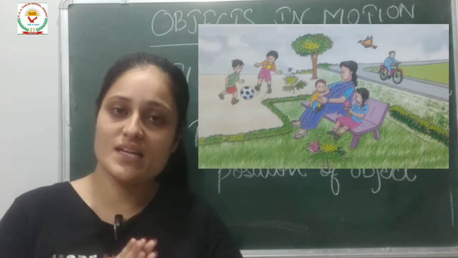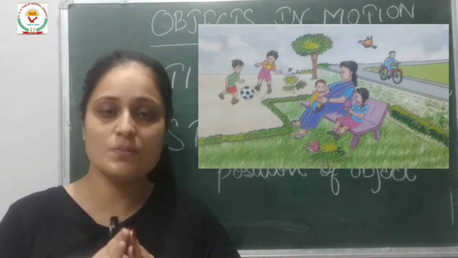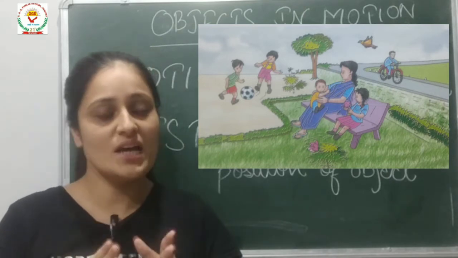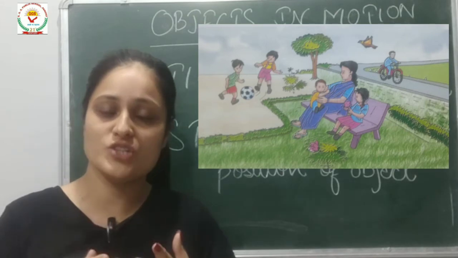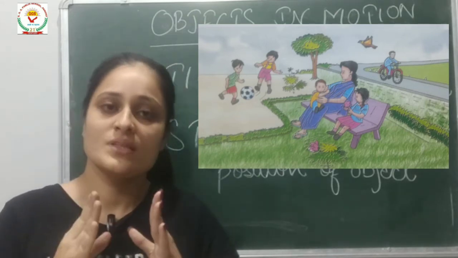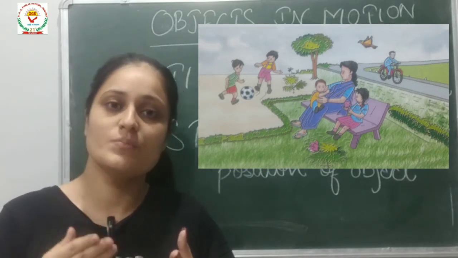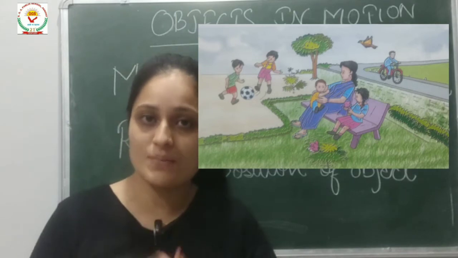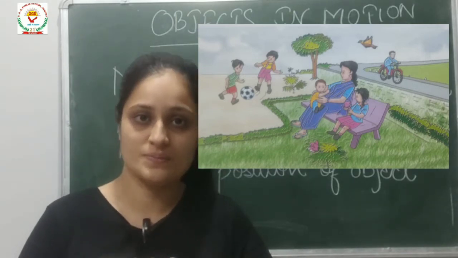Now take another example. Similarly, as you can see, two children are playing with the ball. They are also in the state of motion with respect to the objects that are at rest, because these two children and the ball are changing their positions simultaneously with respect to the other objects.